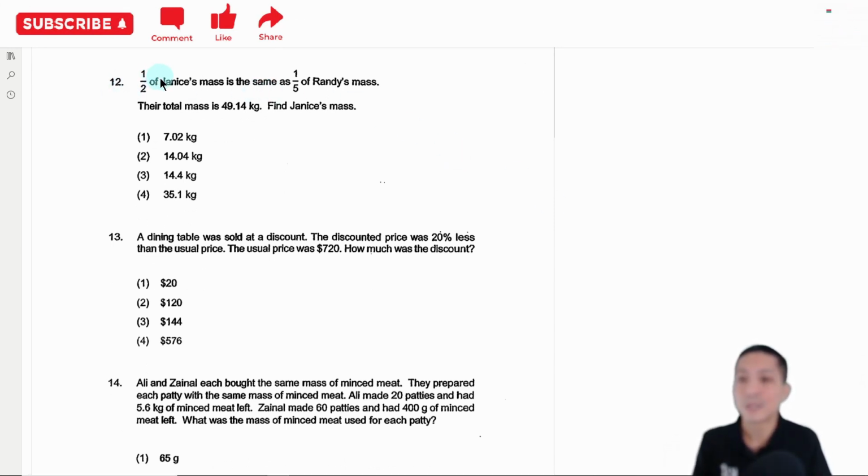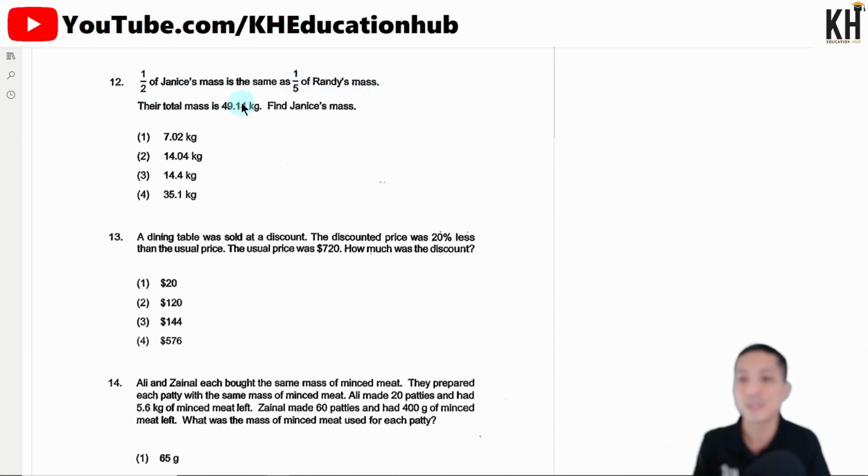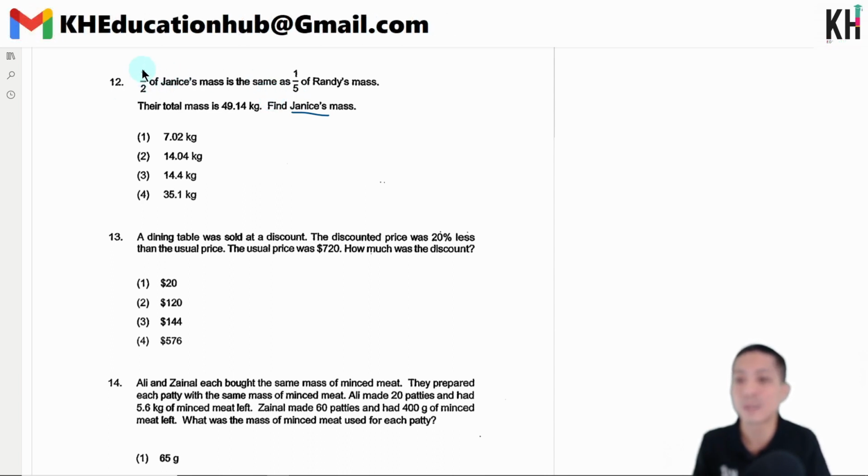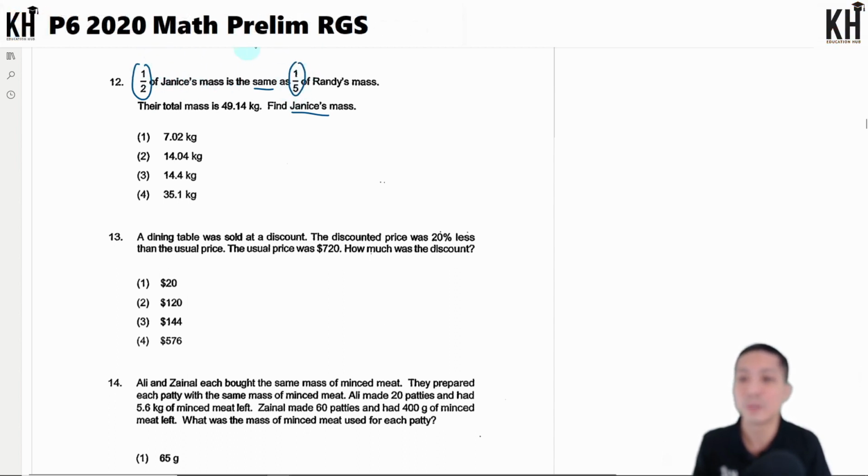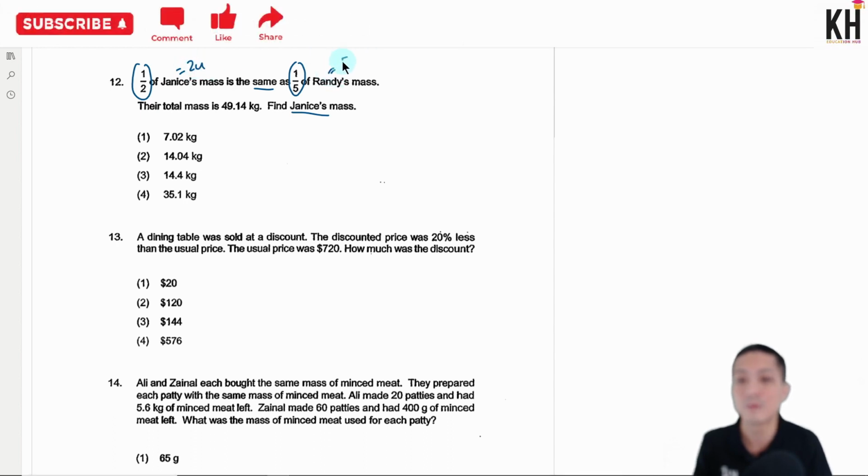Okay, question 12. Half of Jenny's mass is the same as 1/5 of Randy's mass. Their total mass is 49.14 kg. Find Jenny's mass. If you're very familiar with this kind of question, once you see a fraction of something is the same as a fraction of another thing, the first thing we need to do is change the numerators to become the same. Since the numerator is already the same, immediately we can say that Jenny is equal to 2 units and Randy is equal to 5 units, by looking at the denominators.